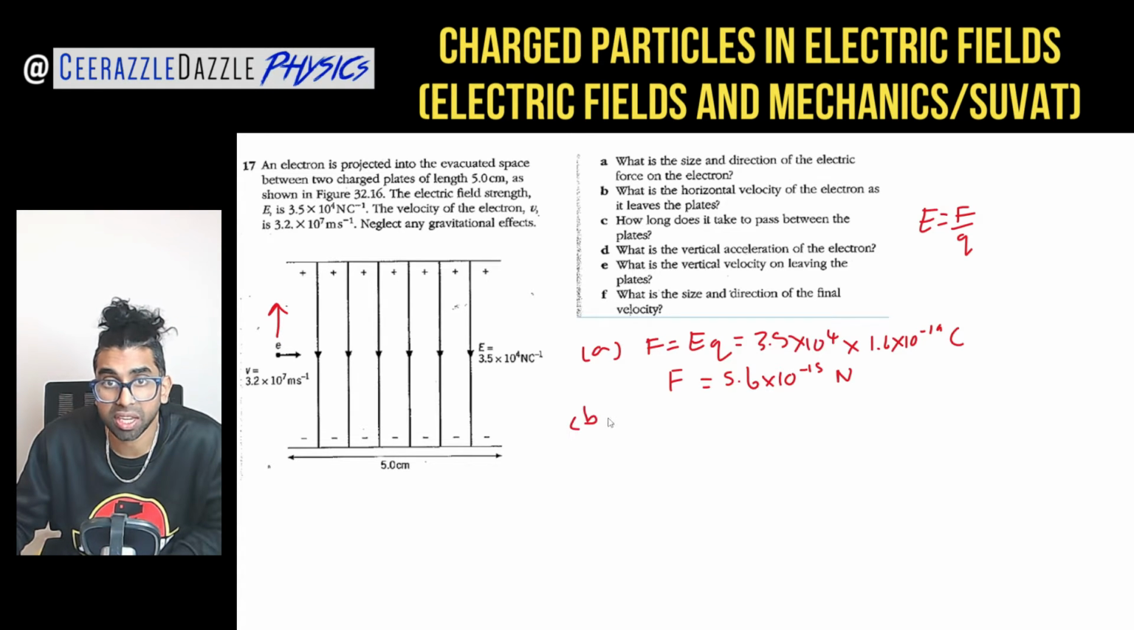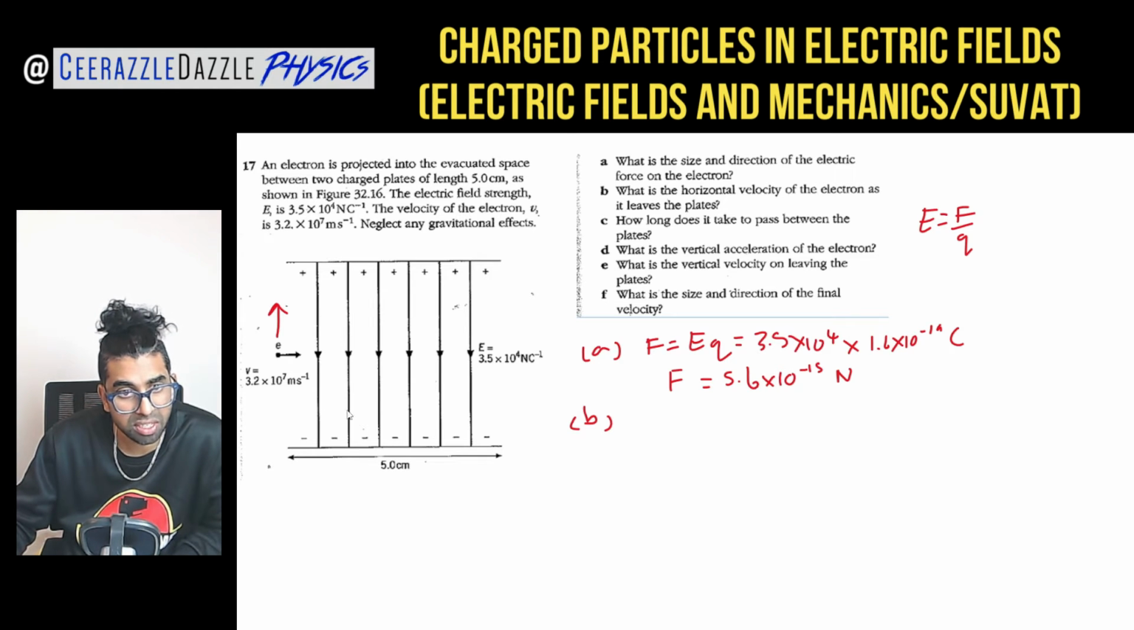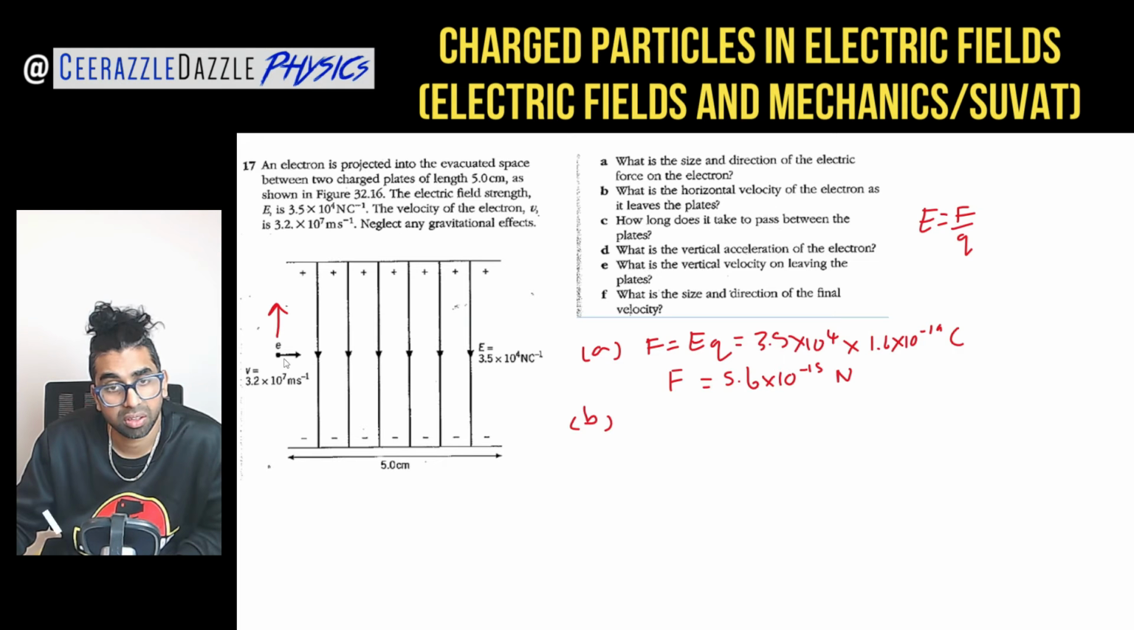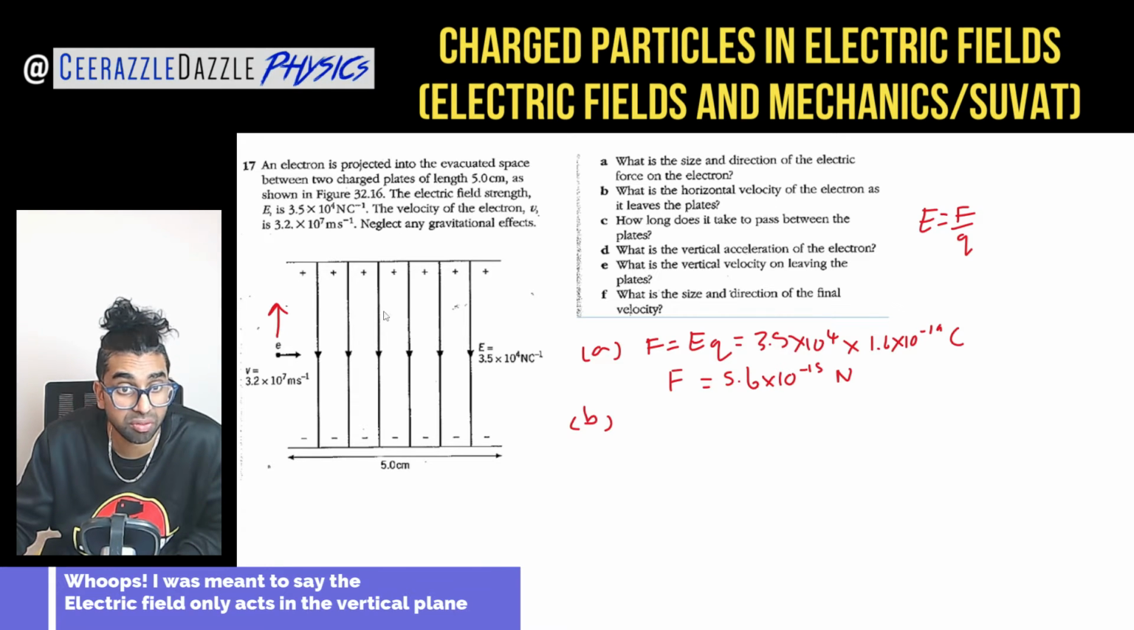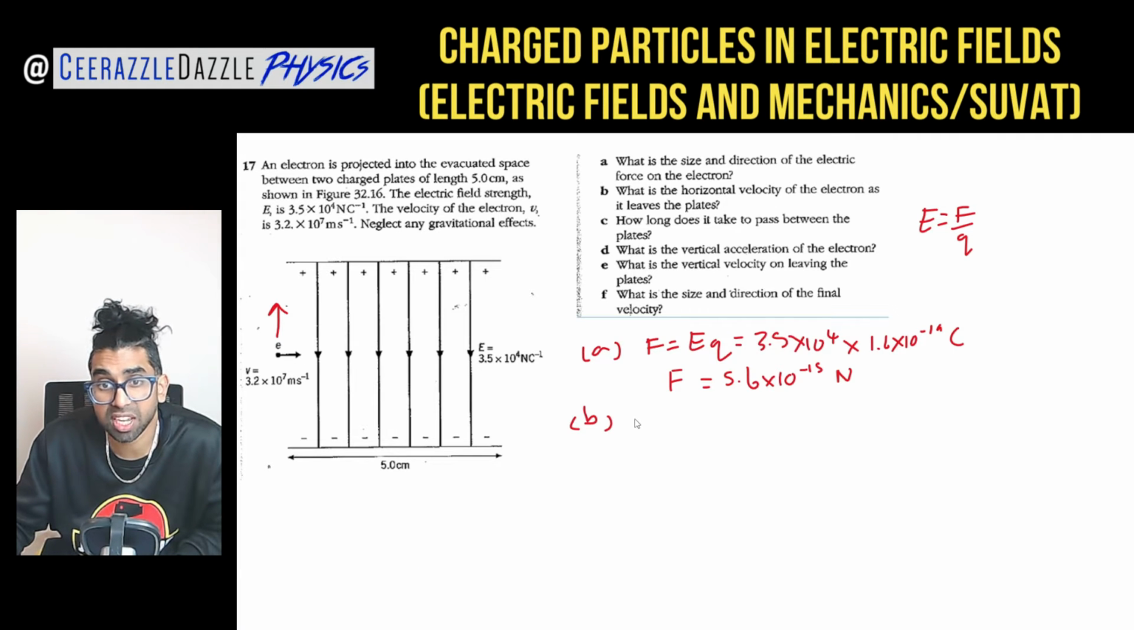Alright, so part B: what is the horizontal velocity of the electron as it leaves the plate? Hopefully you can see that the field is vertical, yes? Therefore, the horizontal motion is not affected at all by the field, so the horizontal velocity remains the same. Don't forget, the reason why is because the field only acts in the vertical plane and it has no effect on the horizontal motion. So we can say that the velocity as it leaves is the same as when it initially enters horizontally: 3.2 times 10 to the power 7 meters per second.